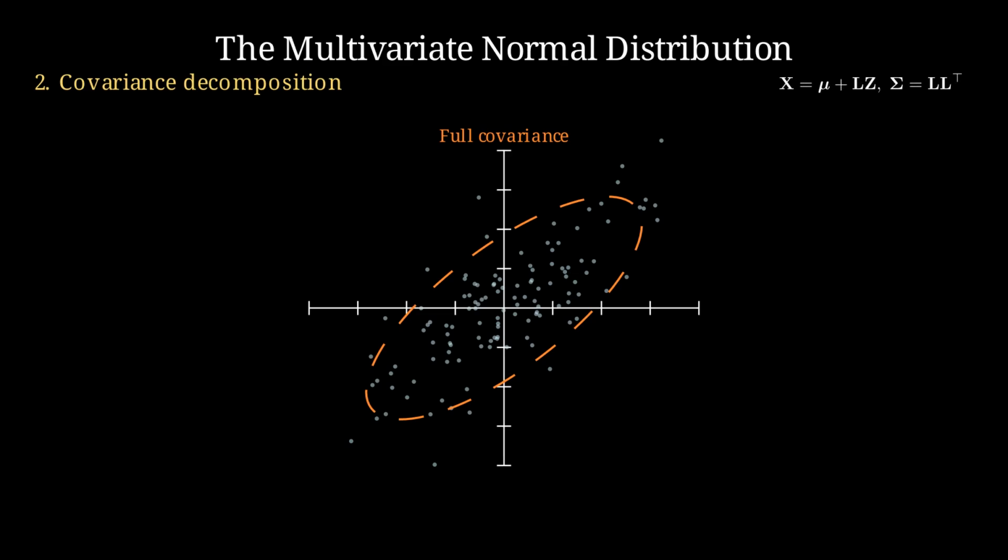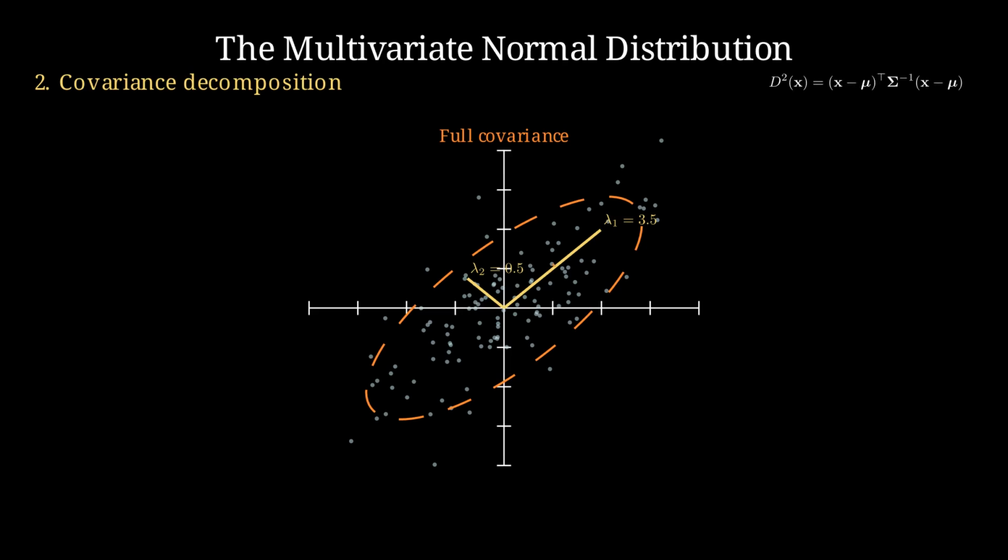The yellow arrows visualize the eigenvectors scaled by the square root of eigenvalues. Longer arrows mean more spread in that direction. Equivalently, sigma equals LL transpose via the Cholesky factor, where L is lower triangular. We can sample a standard normal Z, then set x equals mu plus LZ to obtain x with covariance sigma. Decomposition turns a correlated vector into independent coordinates plus a linear map.